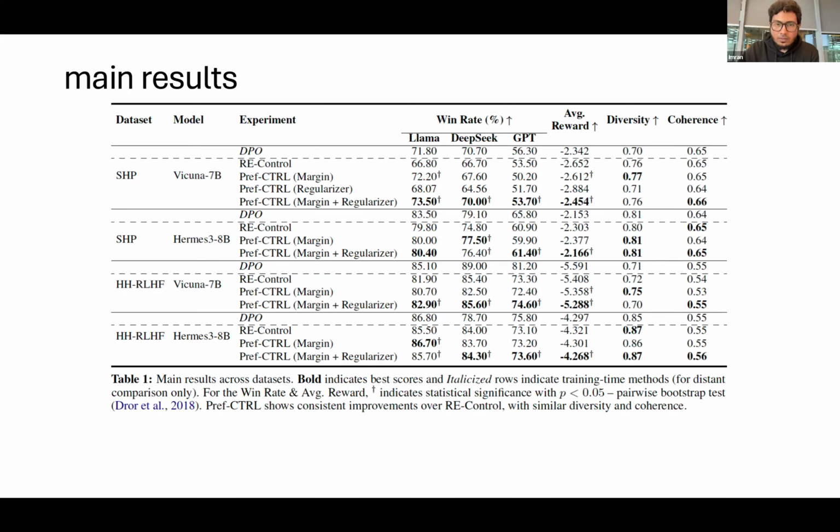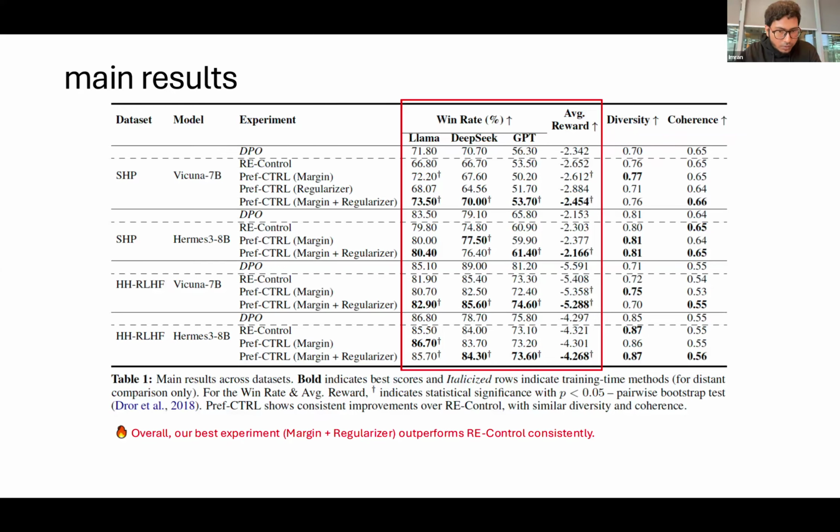We move on to the main results. For our experiments, we conducted multiple experiments, so ideally 2 data sets and 2 models. And we experiment with each of our components separately. So PrefControl with the margin loss only. We have the regularizer only. And of course, we have the combination of both.